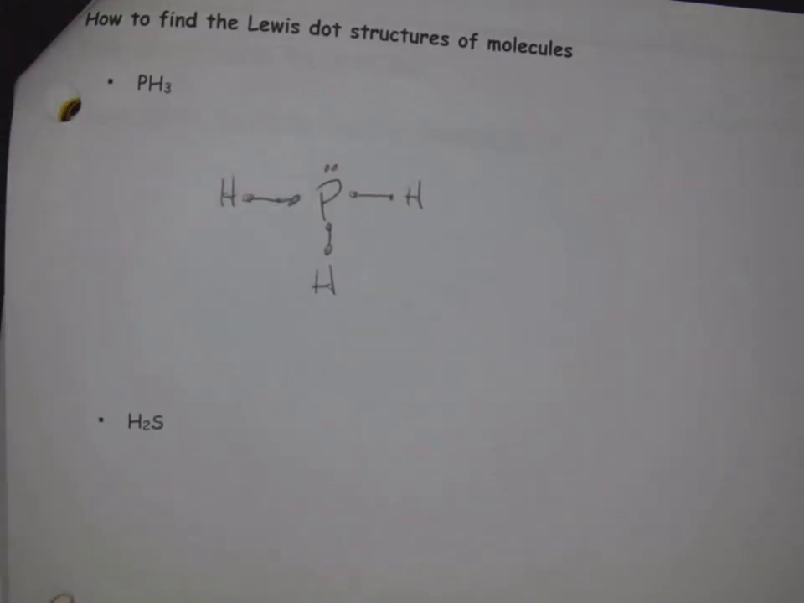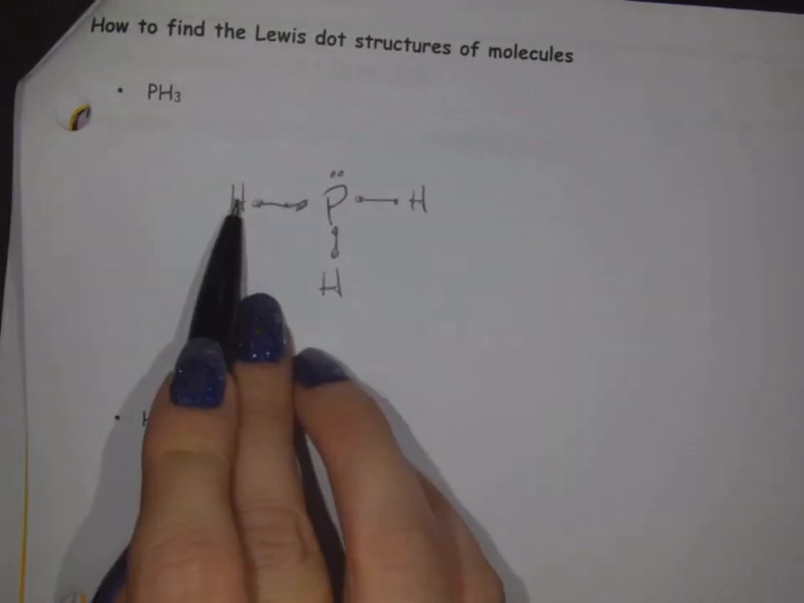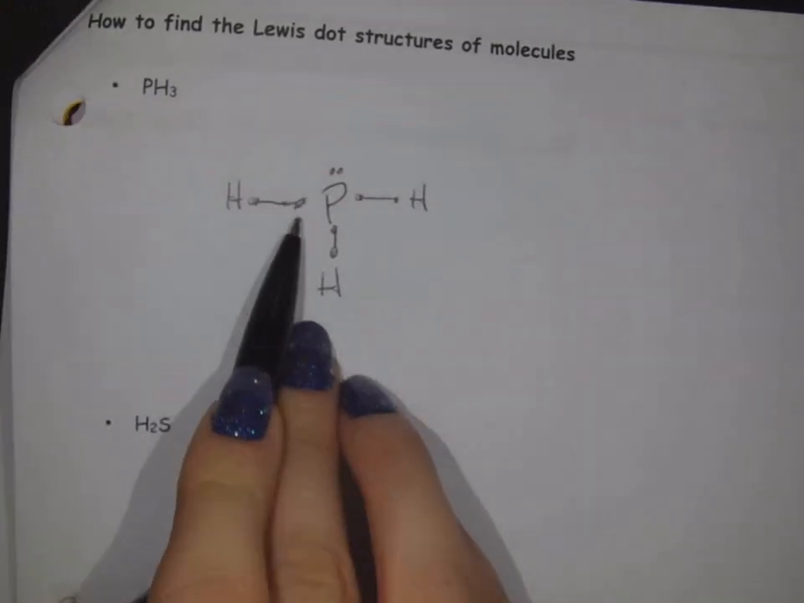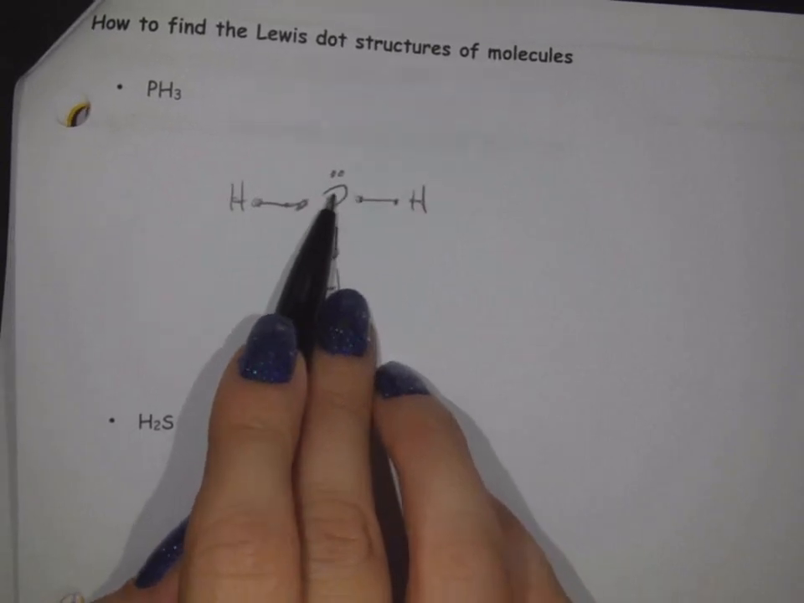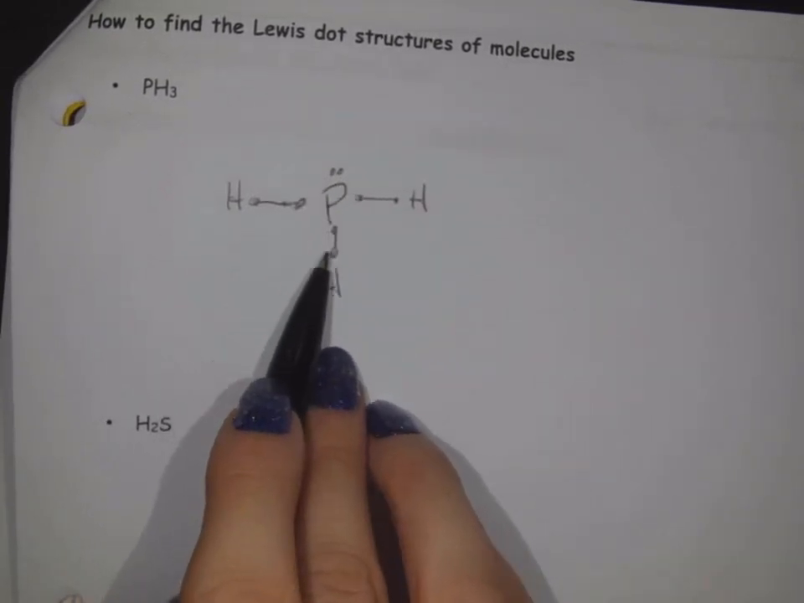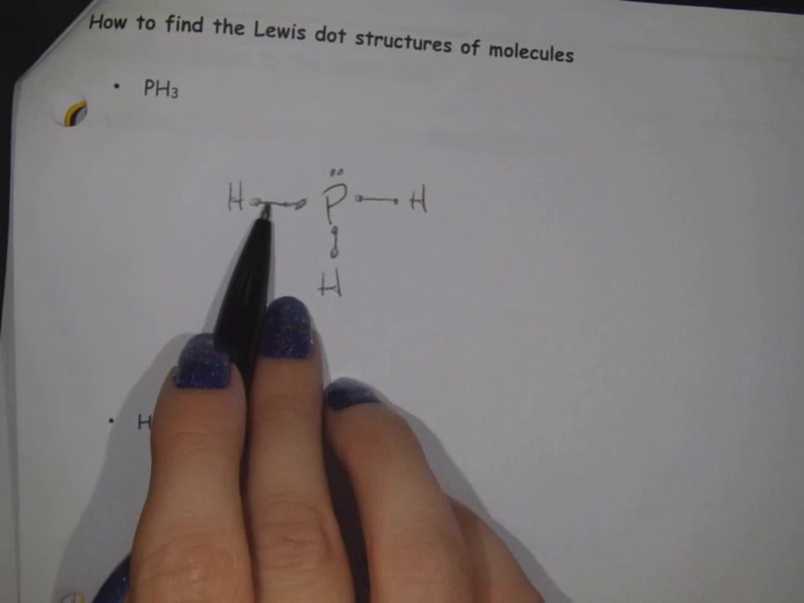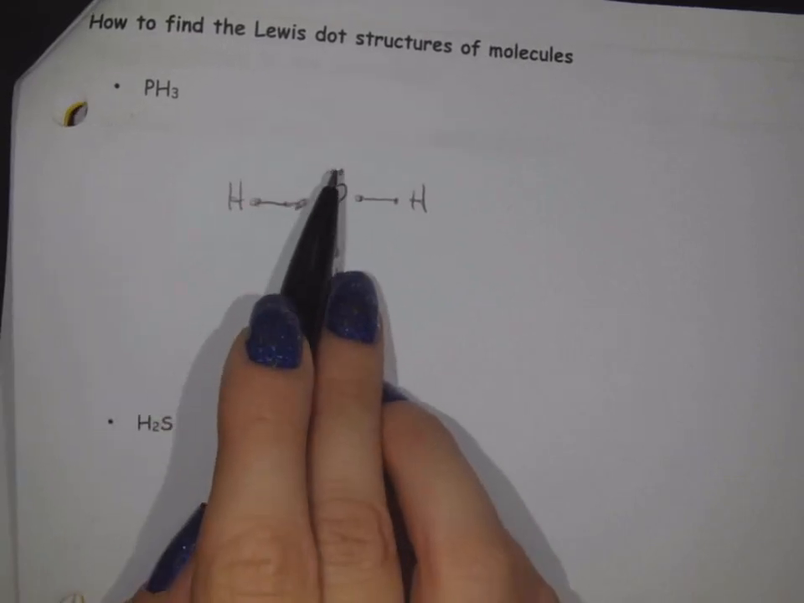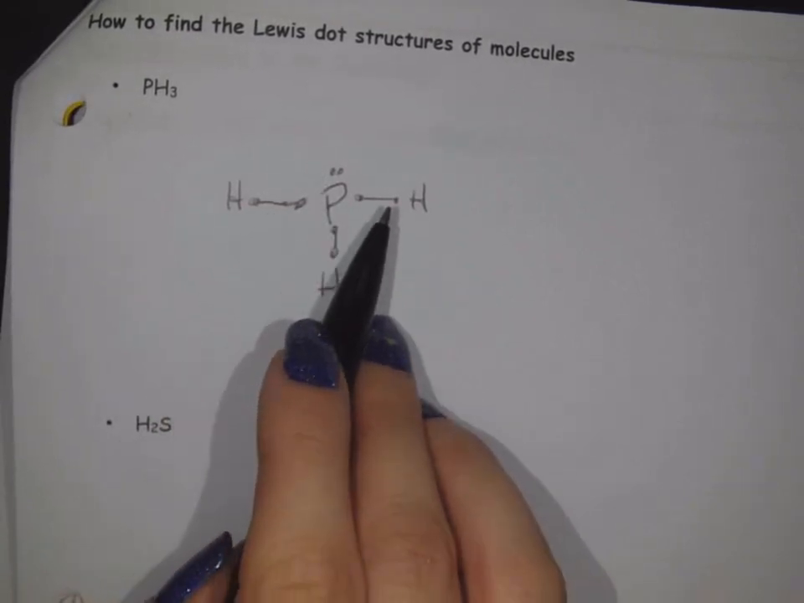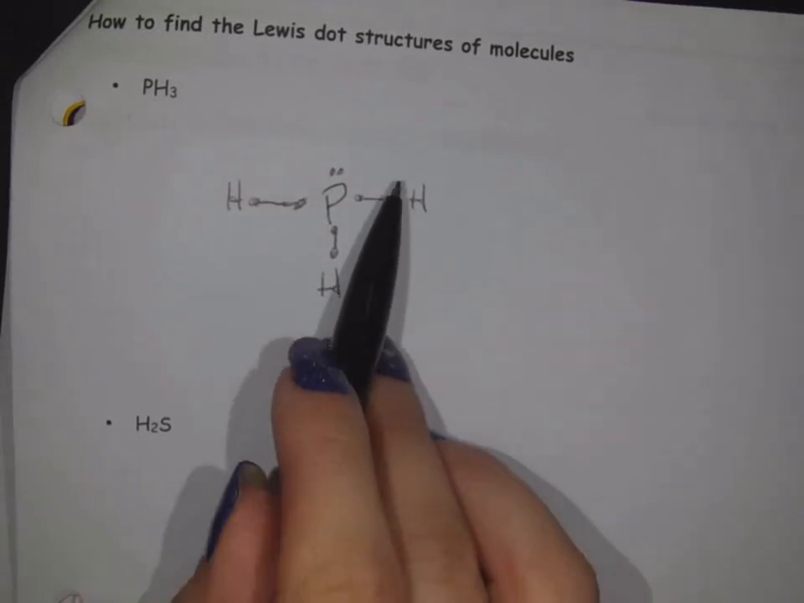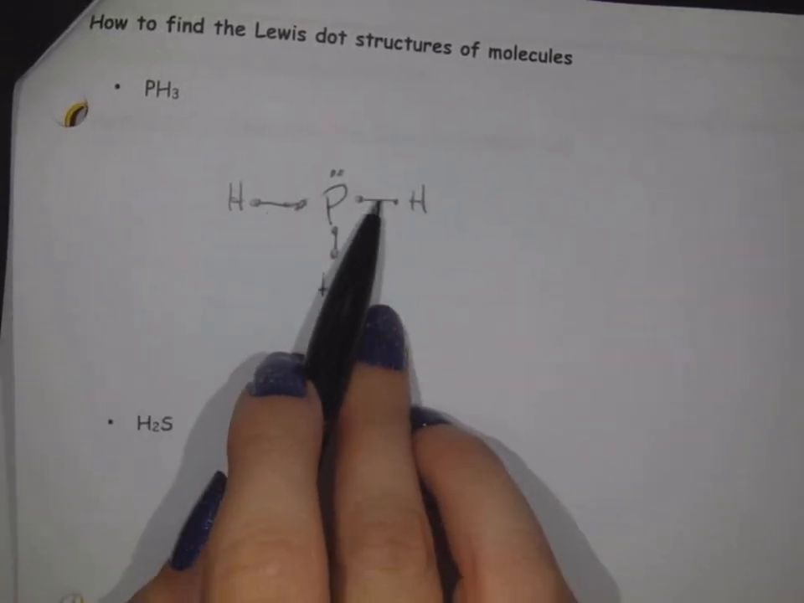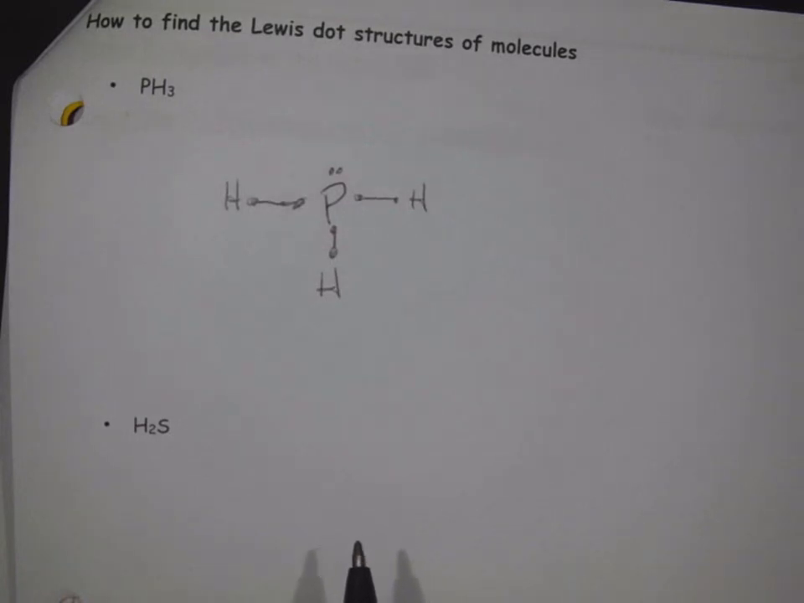So we've stumbled onto the same idea that hydrogen wants to have 2, and that one hydrogen feels like it has 2, and that hydrogen feels like it has 2, and phosphorus, even though it brought 5 in, is sharing, so now it feels like it has 2, 4, 6, 8. So we're obeying that octet rule, and we get this really stable molecule.